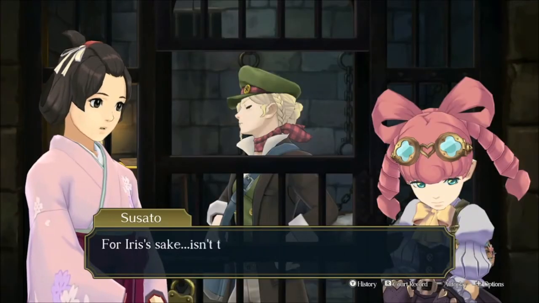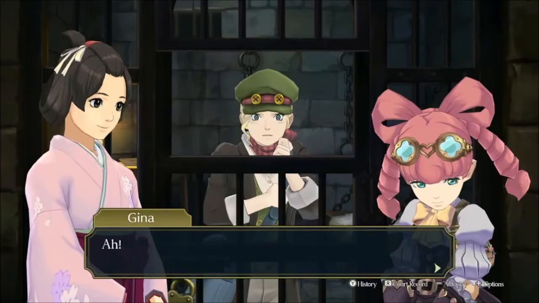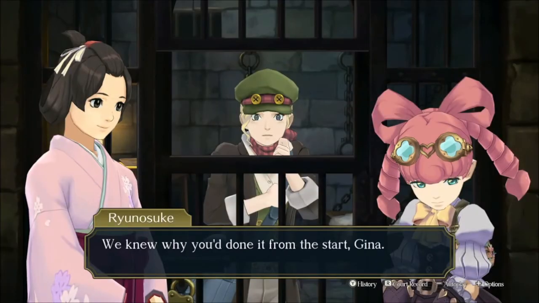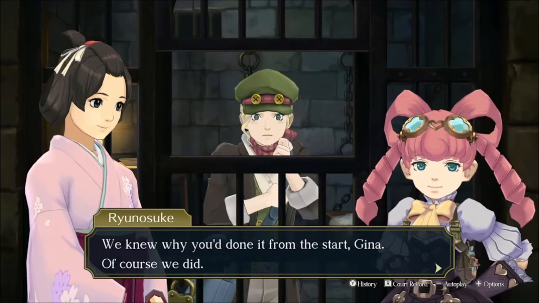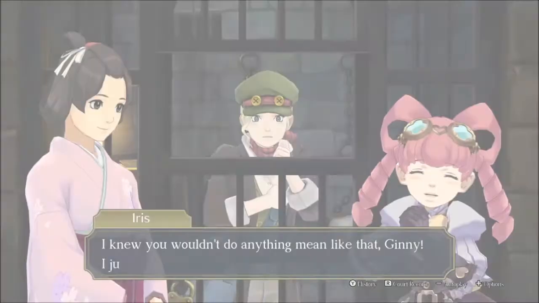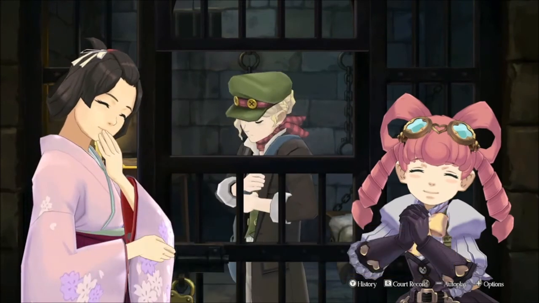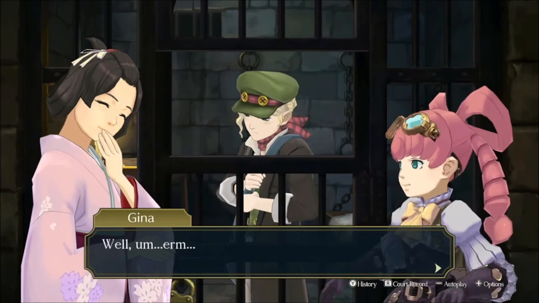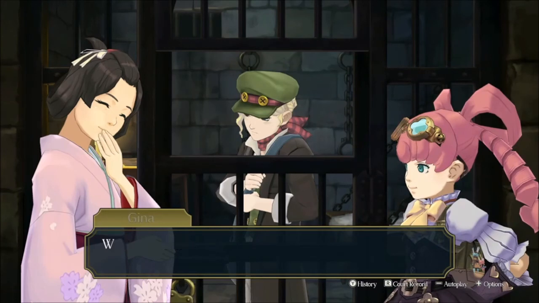Alright. So she wasn't there to steal it, she was just there to make sure the manuscript existed. She was just trying to make Iris happy. Well, that's nice! I'm not 100% sure if I trust Gina's explanation.